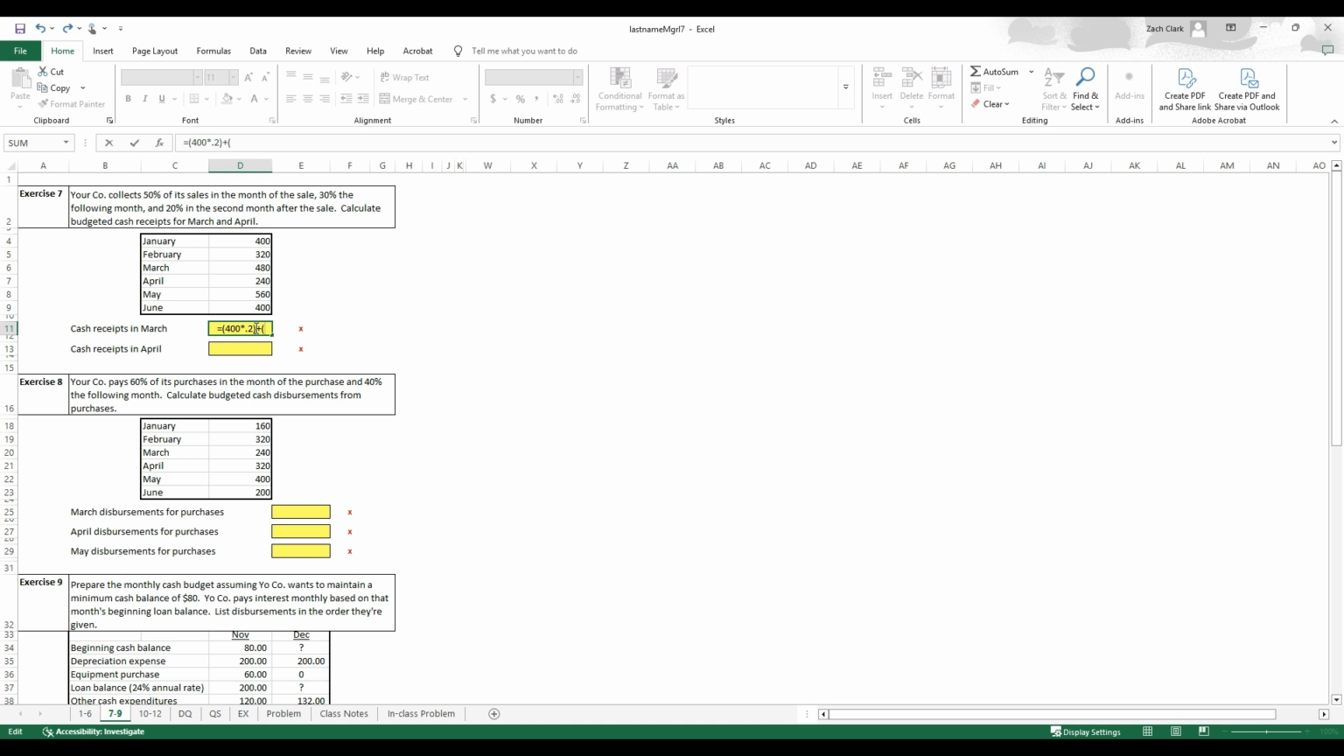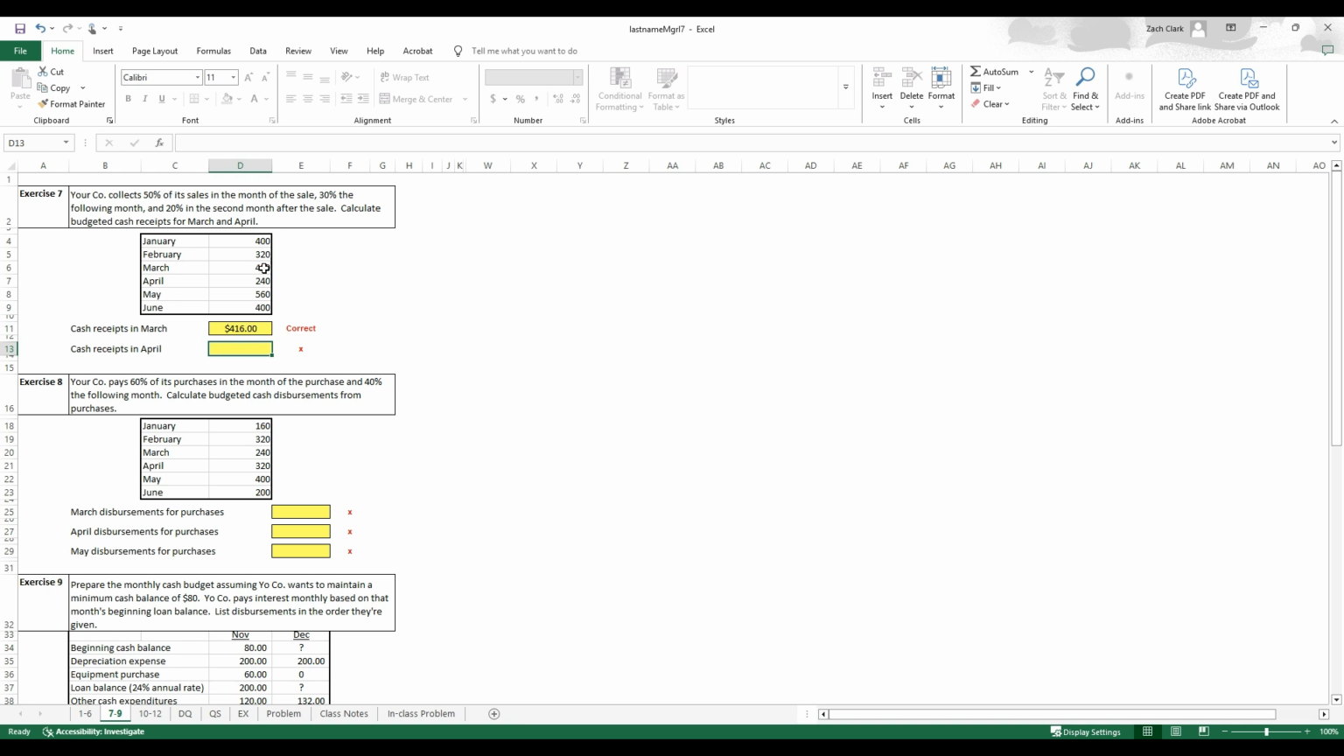And then we've got February sales. Remember, we collected 50% in February, 30% in March. So that was 320 times 30%. And finally, in March, we have the actual amount of 480 for March, with 50% of that being collected in March. So if we add all three of those pieces together, we get $416. It tells us correct, so we're good to go.